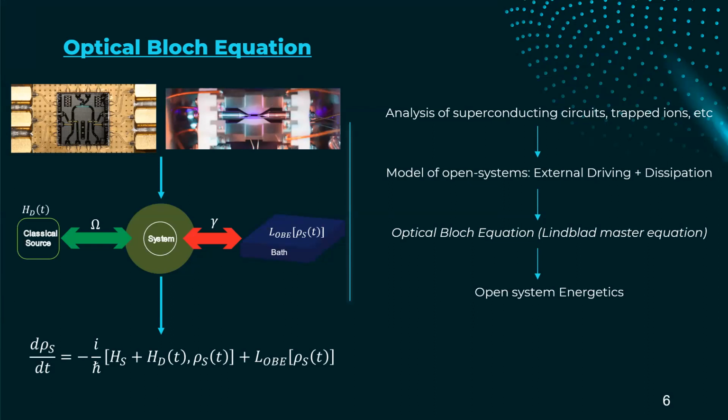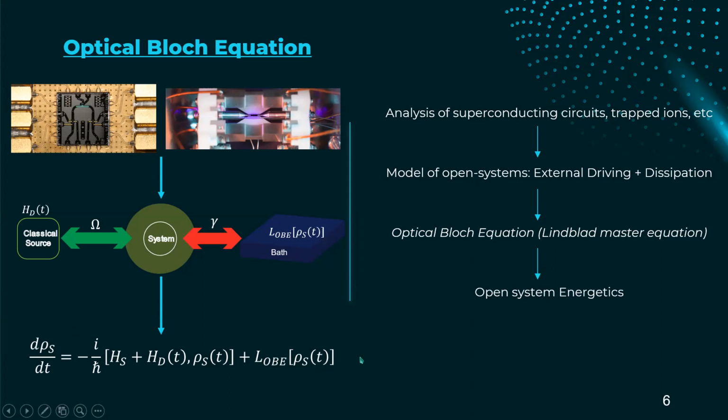The way it's done in the open approaches is that we have a system and it interacts with a classical source, which drives the system unitarily, but also the system dissipates into another path. So there is some external driving and there is some dissipation, right? And here the system obeys the optical Bloch equations, and this leads to the open system energetics. So we'll talk about it. The optical Bloch equation looks like this. This is something, the Lindblad form that we saw in Ronnie's talk, in Vivek's talk, right?